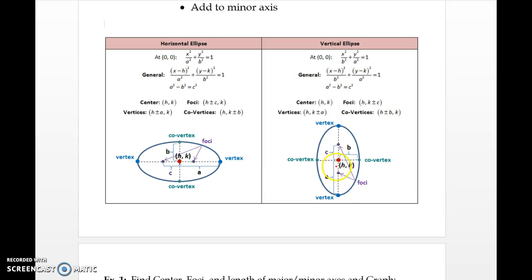So we have some major length, the bigger length a. We have our smaller length b. Our length from our center to our foci is c. Center is (h, k). And we have 4 vertex points. 2 major vertices and 2 co-vertices or minor vertices.